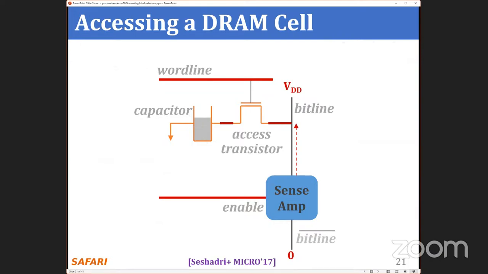Then the sense amplifier will also amplify this voltage difference. This converts the small analog-ish signal stored in the capacitor of the DRAM cell into a full, strong digital signal. And during this process, the electric charge in the capacitor is also fully restored.